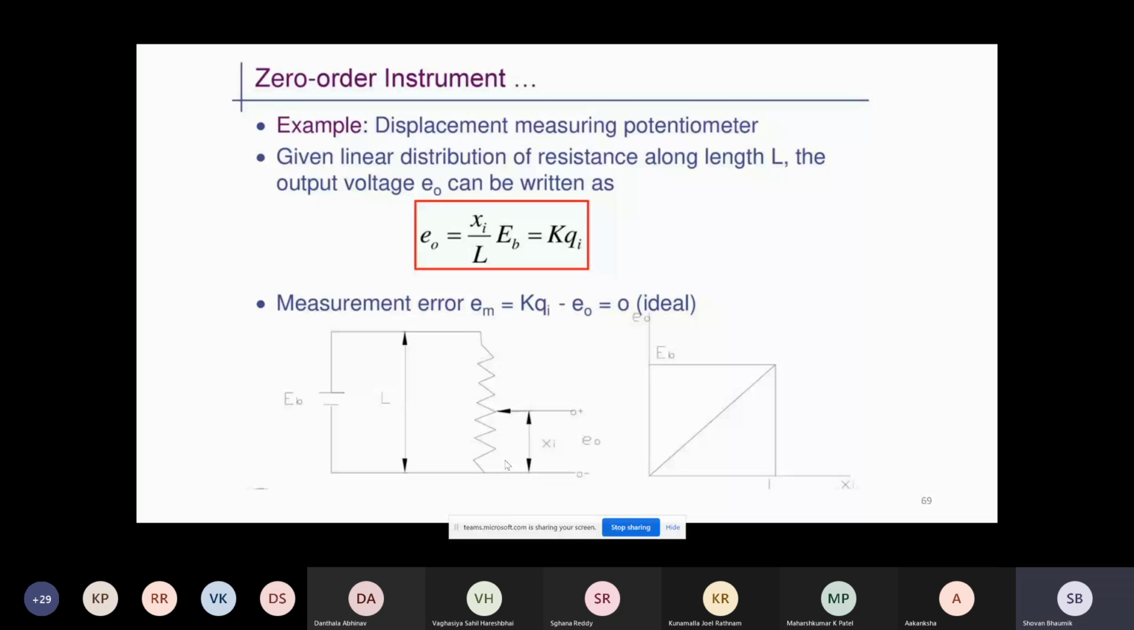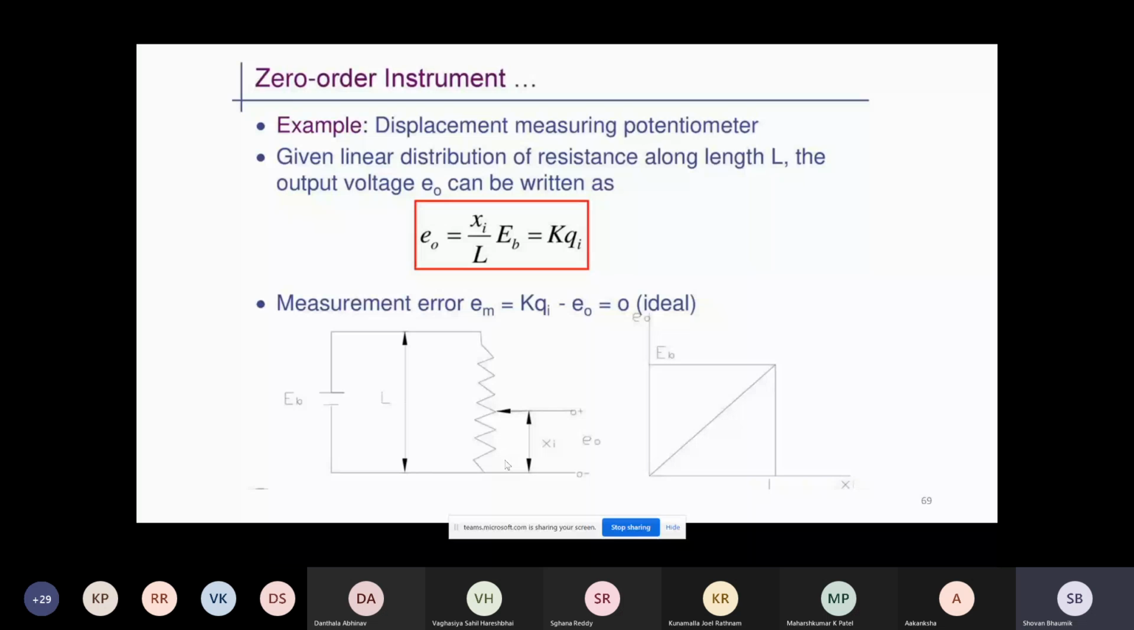Now Xi is the input, EB is constant. So EB by L is constant, the length is not going to change. EB is the input voltage, it is not going to change. We are not assuming that the voltage is decaying with time, the voltage is constant, and then EB by L is a constant, we can write it as K. So E0 will be equal to K into Qi. So given a linear distribution, you see that E0, which is the output, is proportional to Qi, which is nothing but Xi.